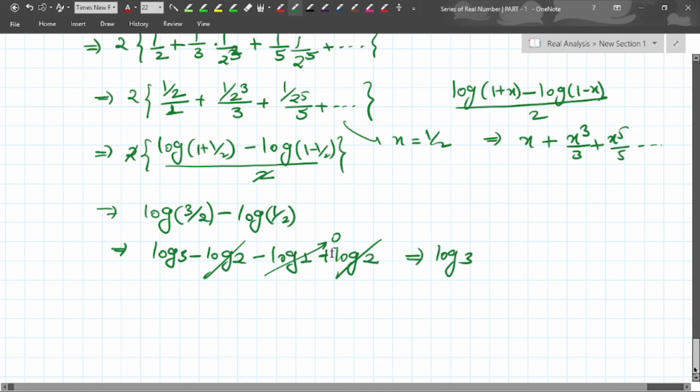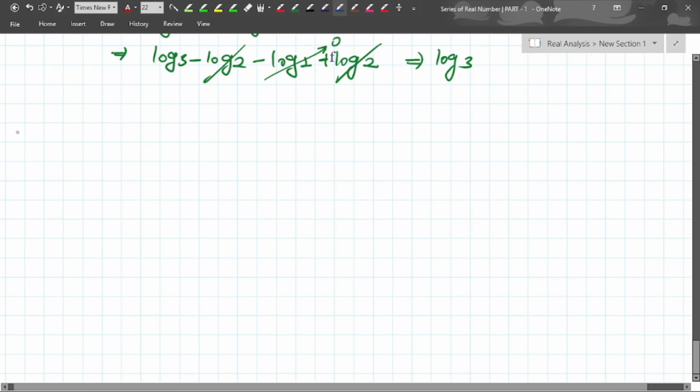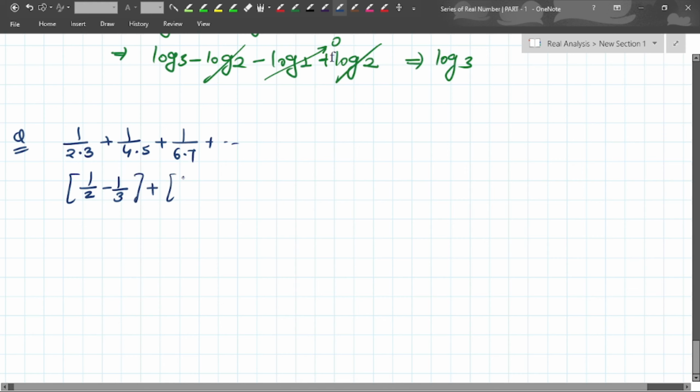Now I will solve one more question. Question number 4. Just see, I will take 1 upon 2 into 3 plus 1 upon 4 into 5, plus 1 upon 6 into 7, whatever it is. Now how can I solve this question? Just take it as simple. Can I write it like this, 1 by 2 minus 1 by 3? Whatever the result from here, I can get from here. It is nothing but 1 by 4 minus 1 by 5. Then it is 1 by 6 minus 1 by 7.